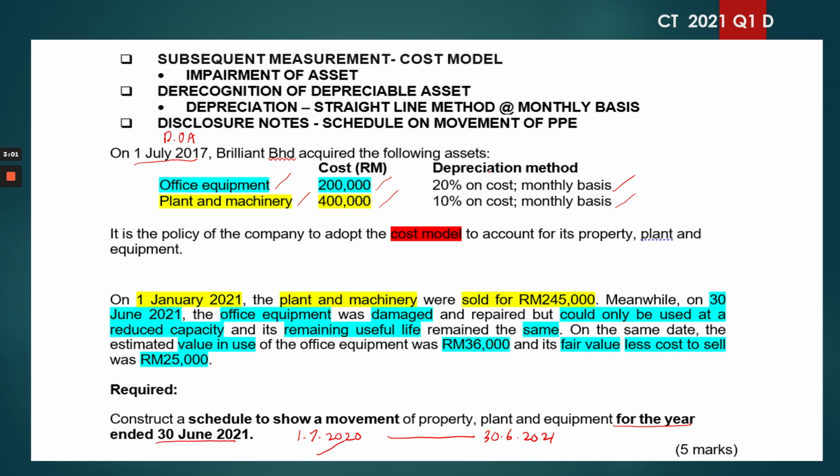One is having 20% on cost straight line method. So if you have residual value, please make sure that you take the cost and deduct the residual value first to arrive at the depreciable cost or depreciable amount. But here no residual value is stated. And the second one is 10% on cost. So it is a policy of the company to adopt the cost model. So the cost model is being used. So if there is any information regarding the fair value whatsoever, you just need to ignore that, because the company did not adopt the revaluation model.